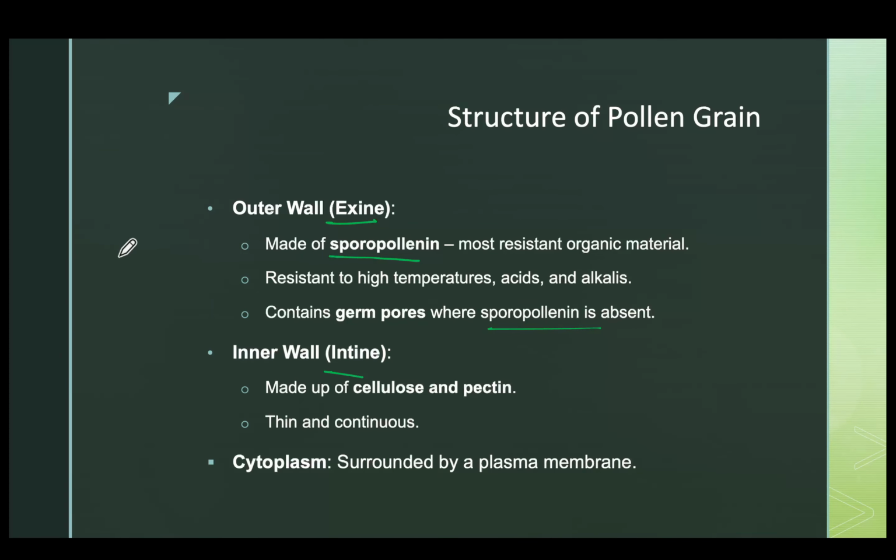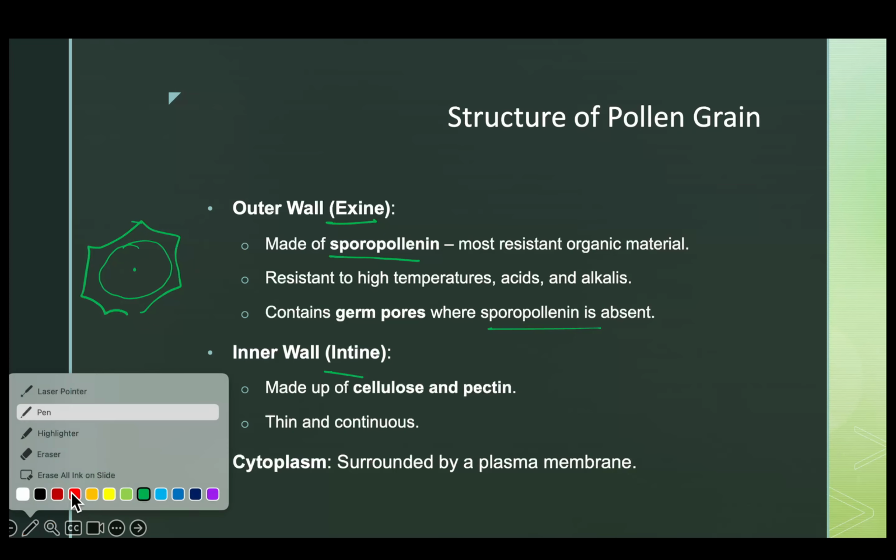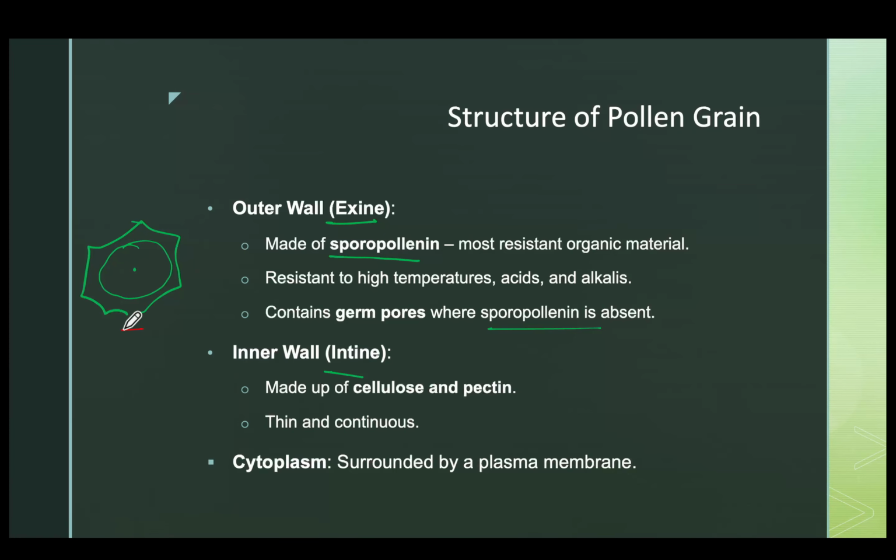So for example, let's say this is the structure of a pollen grain, and this outermost layer is what? Sporopollenin. Then the sporopollenin layer is not continuous, it's absent here, right? So this part where sporopollenin is absent, we call it what? Germ pore, right? And this outermost layer is nothing but exine. The inner layer we already know is intine.